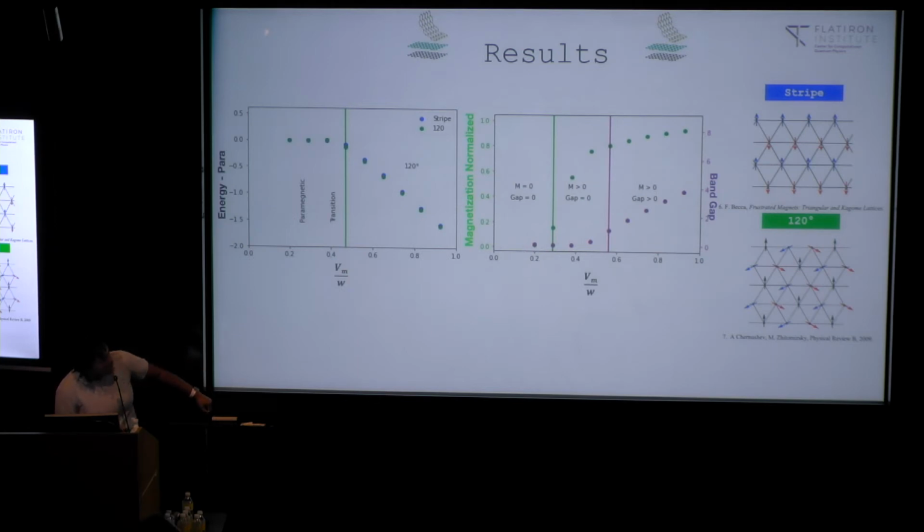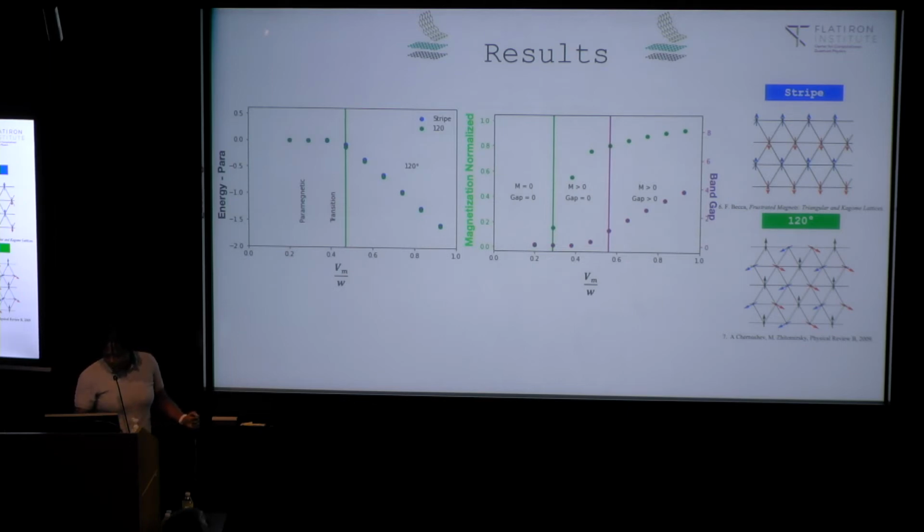So the band gap is defined as the minimum amount of energy required to excite a state. When there's no band gap, it's easy for electrons to move, and we characterize it as a metal. And when the band gap is non-zero, it acts as an insulator.